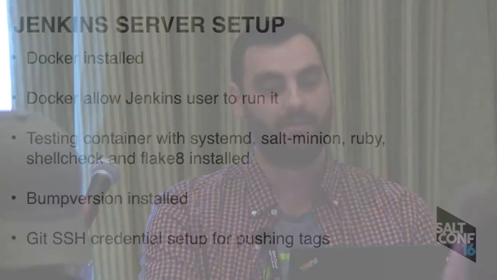We also use the Git plugin, which allows you to clone a Git repository and also adds the ability for webhooks from your Git server to notify Jenkins to start a build. The SSH agent plugin allows you to push changes back to the Git server, like tags in this demo. And then the ANSI color plugin makes your output look a little nicer.